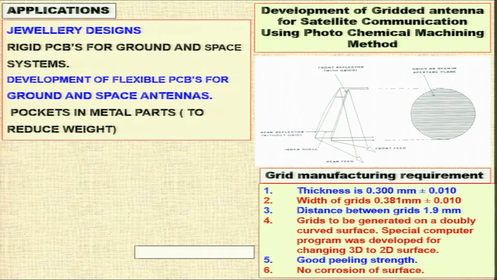Good peeling strength, because this is a 3D component, it has been converted into 2D, so special programs were developed for this purpose, and good peeling strength and no corrosion of the surface. And this was done at ISRO, Ahmedabad, and this is from the lecture of Professor Mr. A.C. Mathur from ISRO, Ahmedabad.